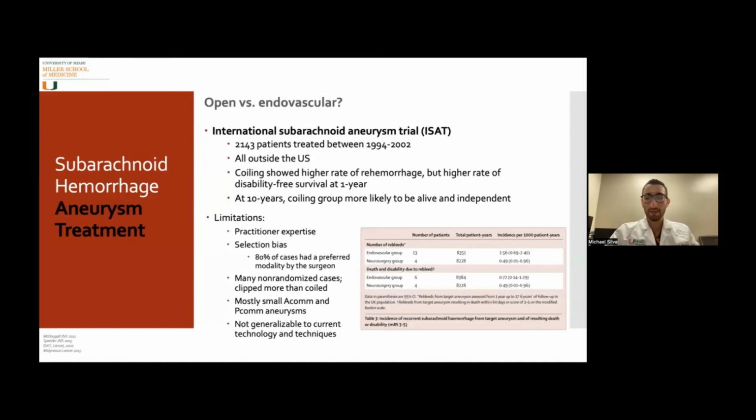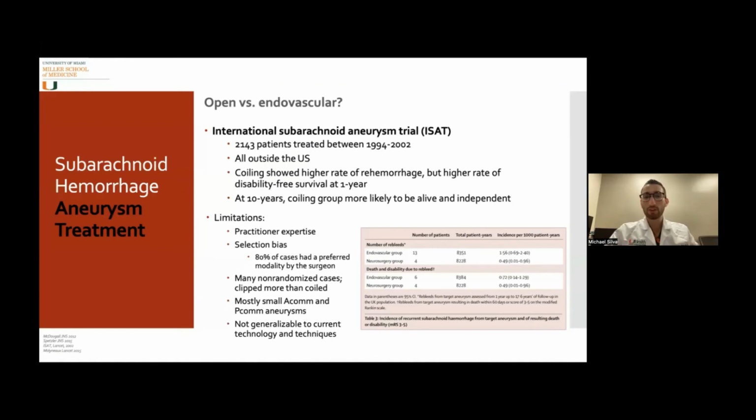So the never-ending discussion of open versus endovascular treatment for aneurysms is obviously a very dynamic world as technology changes and as practice patterns change. But it is important to know a little bit about the history and the major trials that are the foundation of our understanding. ISAT, a very controversial and older trial, but important to know.